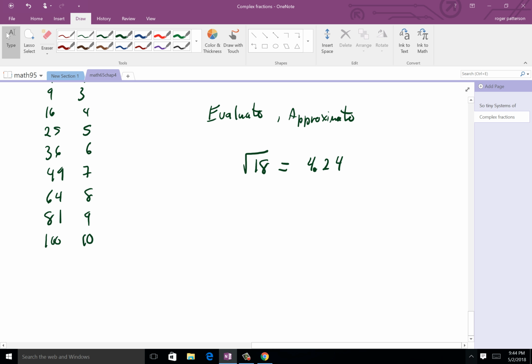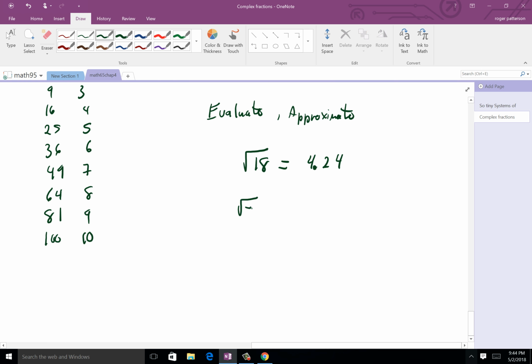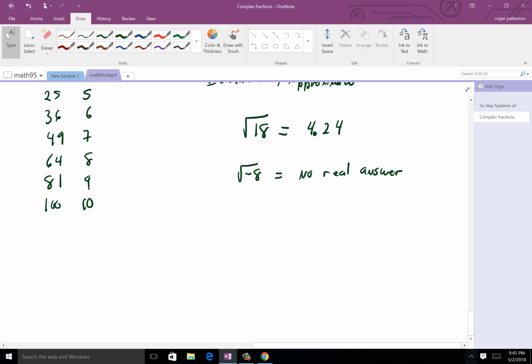If we want to take the square root of a negative number, say negative 8, and we're looking for a real answer, we know that there is no real answer for that one. You can't take the square root of a negative number. I know that in 65 and some of your previous mathematics experiences, you know that there's an imaginary number that allows you to take those square roots. But we're talking strictly about real numbers here, so we're not going to consider imaginary numbers at this point.